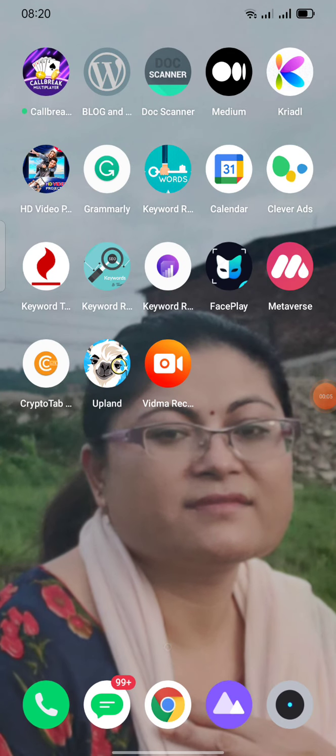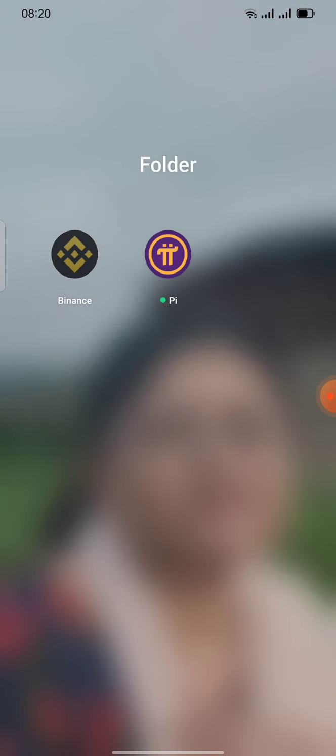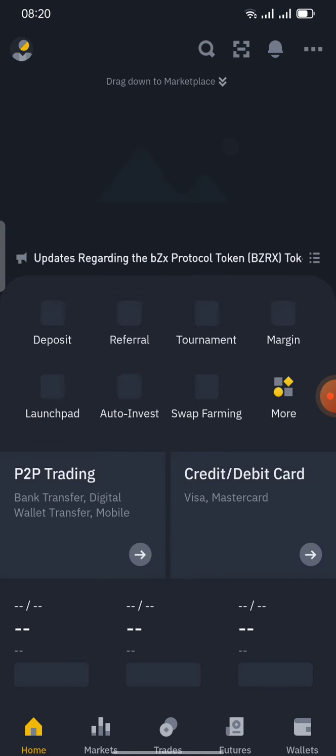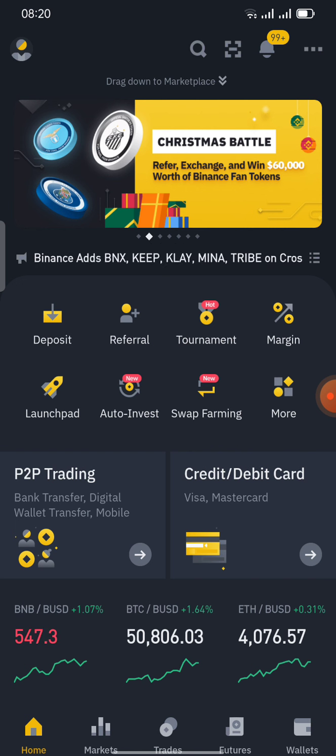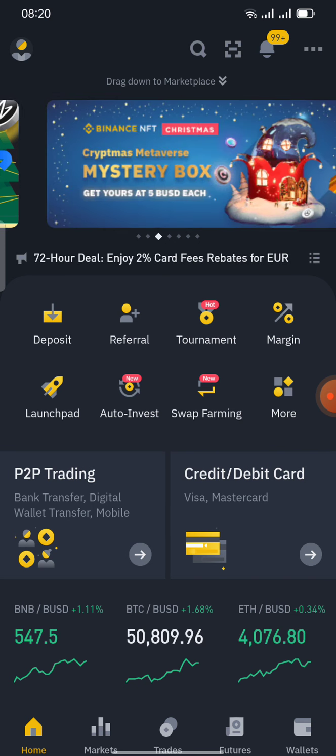So first of all, you open the Binance app. So here's my Binance app over here. And here you can find home, market, trades, futures, wallet. So first of all, you need to log in, and this one is already logged in. I have already logged in here.